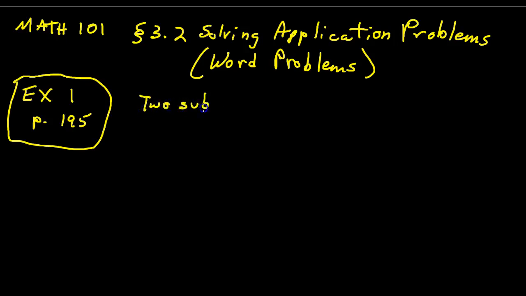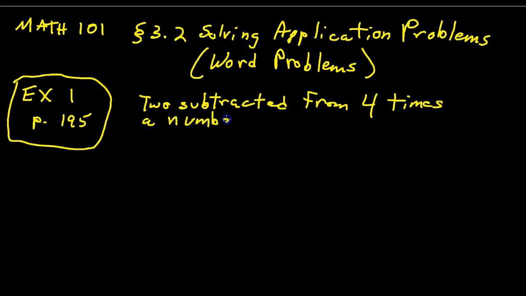This is short enough, I can copy this one. 2 subtracted from 4 times a number is 10. Find the number.